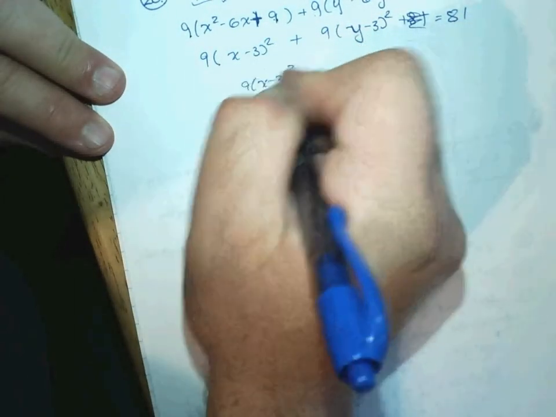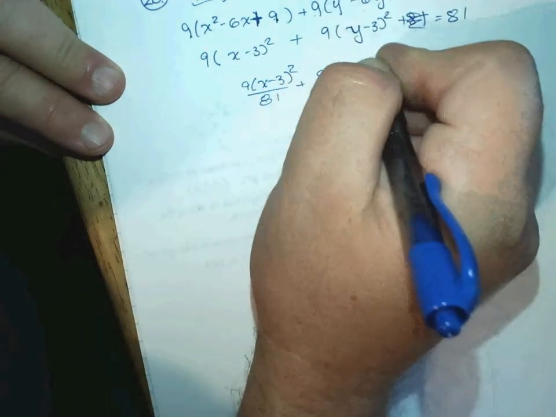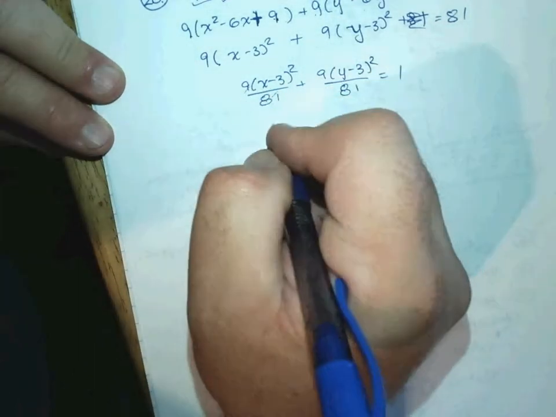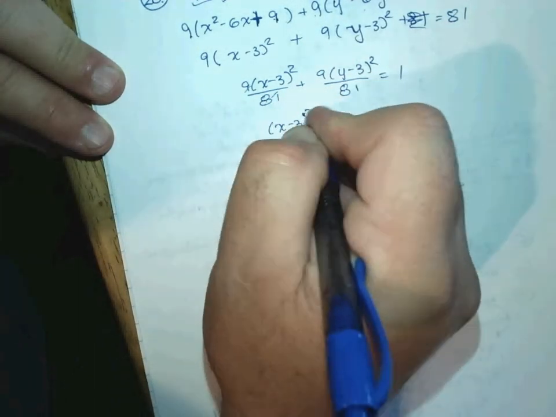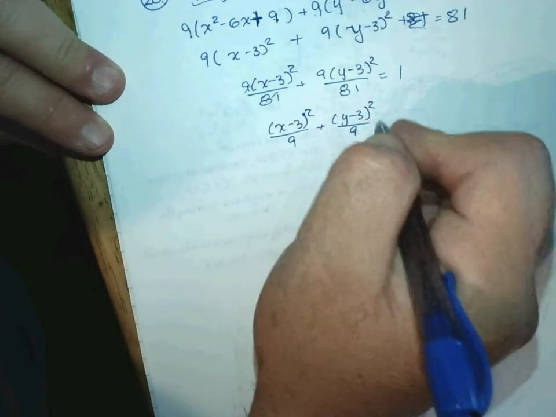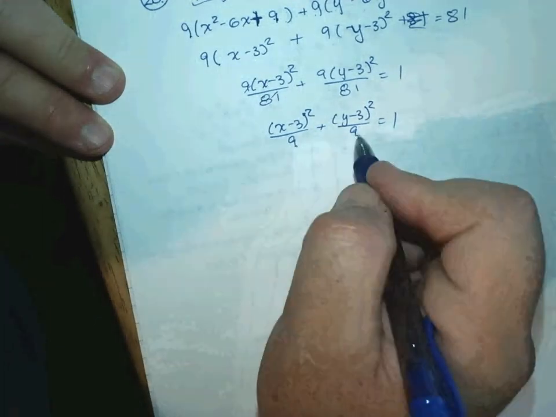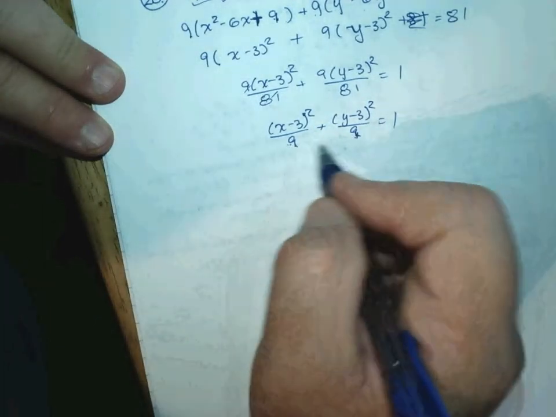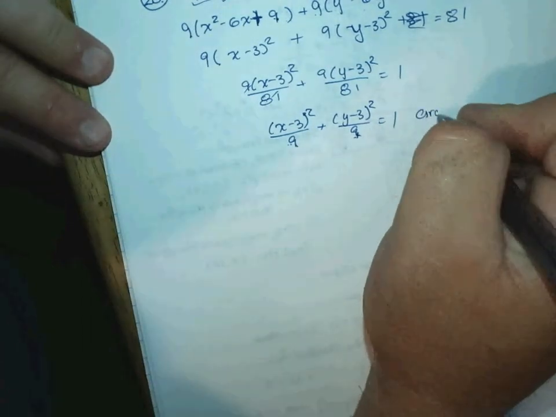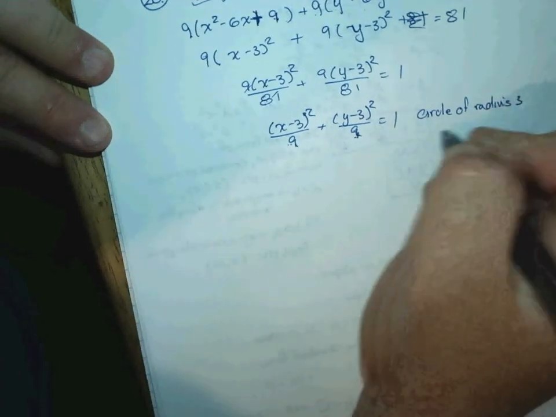If I divide everything by 81 to get everything equal to 1, I get this, and when we cancel, I get the standard form. And once again, the a and the b values are the same. A squared and b squared are both 9, so this is in fact a circle.